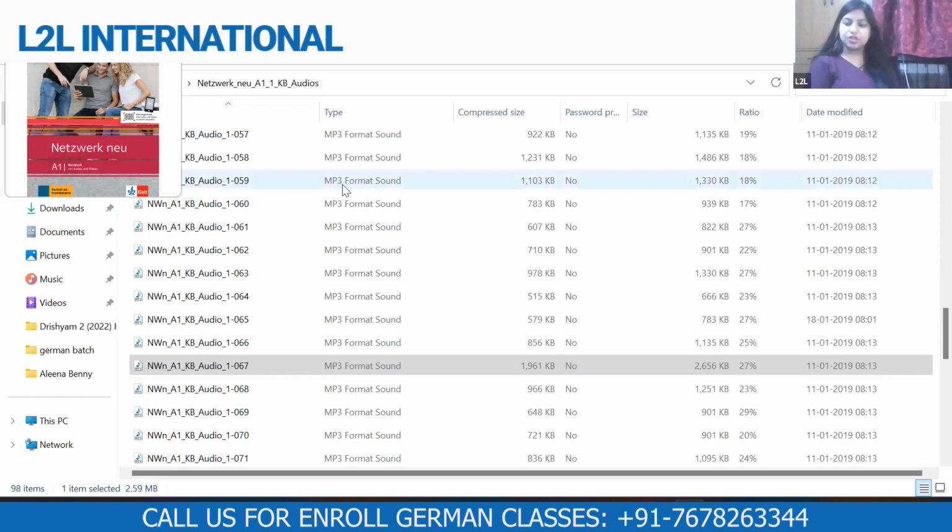Zeitung lesen was not there. It is lange schlafen. Then at noon I eat with my family, Mittagessen. Then I play Fußball. The answers are: mit der Familie zu Mittagessen, lange schlafen, Fußball spielen, Freunde treffen, ins Kino gehen und Marie treffen. These 6 are the answers here. Okay. Super. Done.